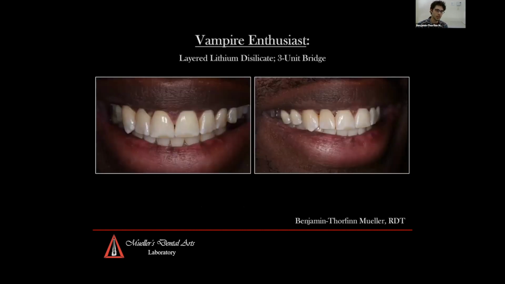This is not a full arch hybrid, but nevertheless, this is a lithium disilicate 3-unit bridge, and he was really into that kind of subculture and kept repeating that he would like to have a vampire tooth, and he was fine that it was only unilateral on the one side. And at the time when we first met him, we were hesitant about it because, of course, we didn't know what his bite was like and his function was like.